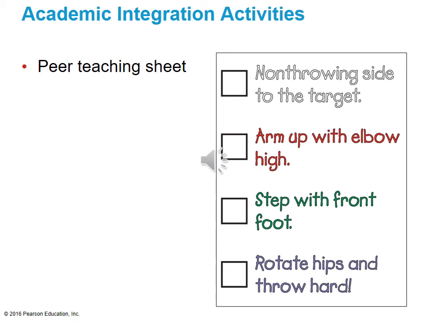So this is a rubric on throwing correctly. The non-throwing side faces the target, arm up with the elbow high, forming an L, step with the front foot, and rotate the hips.